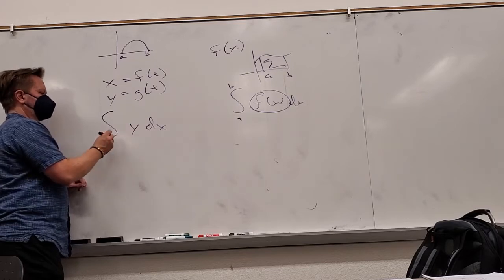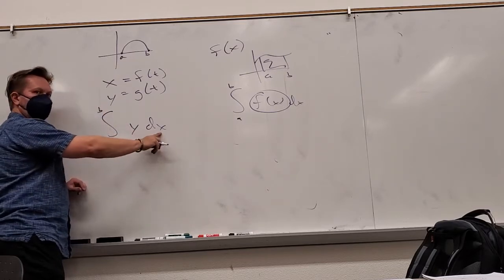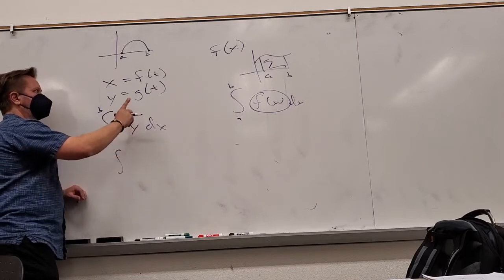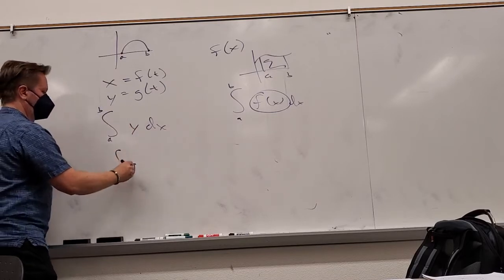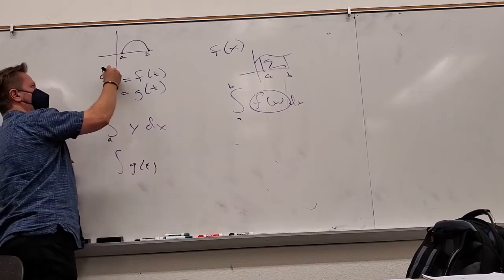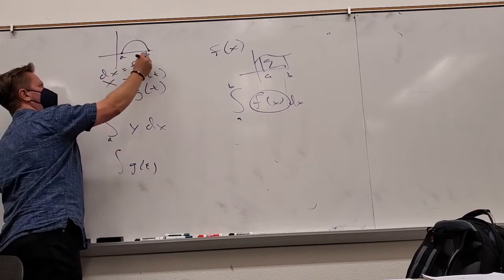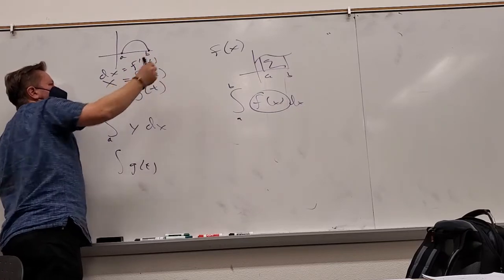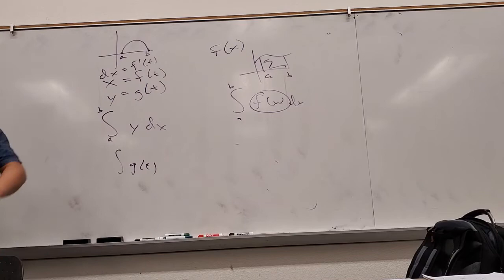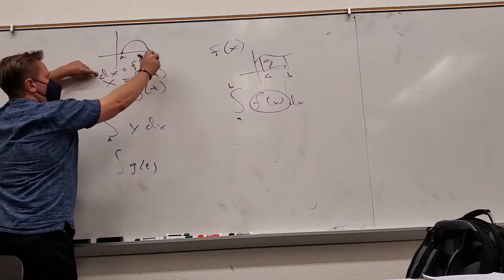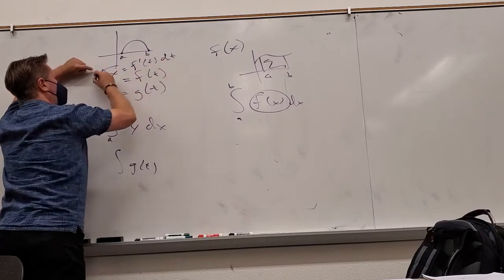here's where things get interesting. So this would be A to B at the moment, because that's what x is doing, correct? What is y? g of t. What is dx? dx is f prime of t. I didn't do a u sub. du equals du/dx dx, right? So what is dx? f prime t dt. There we go.